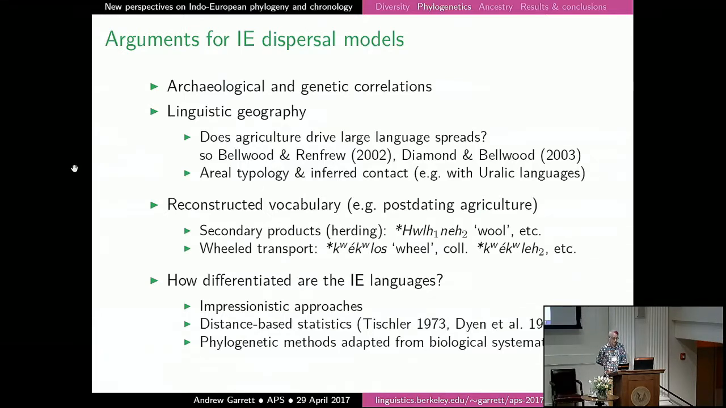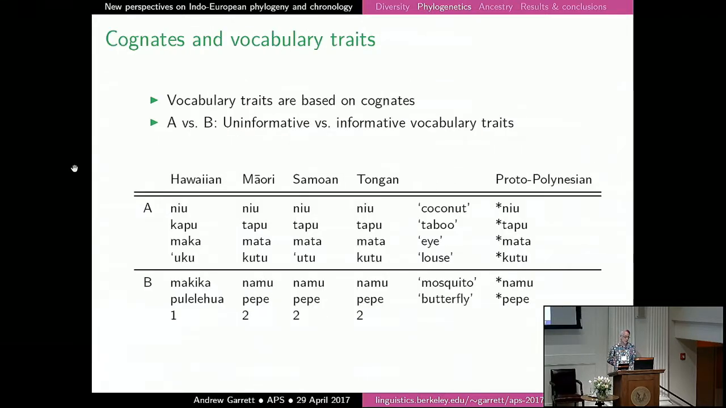Lately, as Brian mentioned, linguists and others have taken over methods from biological systematics to address this. And that's what I want to show you something about. So this kind of argumentation is based on traits that often come out of vocabulary. These languages are not Indo-European languages. They are Polynesian languages, and they illustrate vocabulary traits. The words in A are all cognates, that's the technical term, across these Polynesian languages. All the languages have the same word. Probably the ancestor word was the same or very similar.